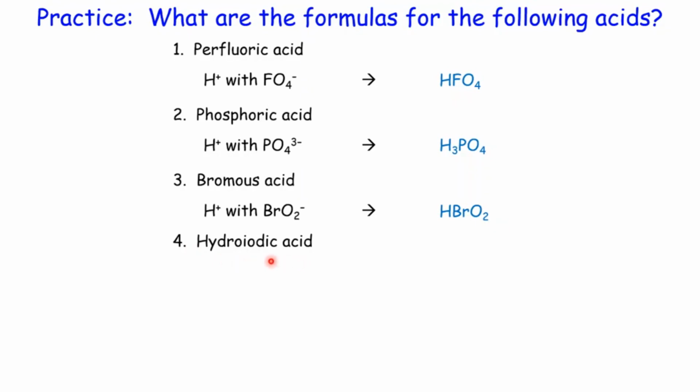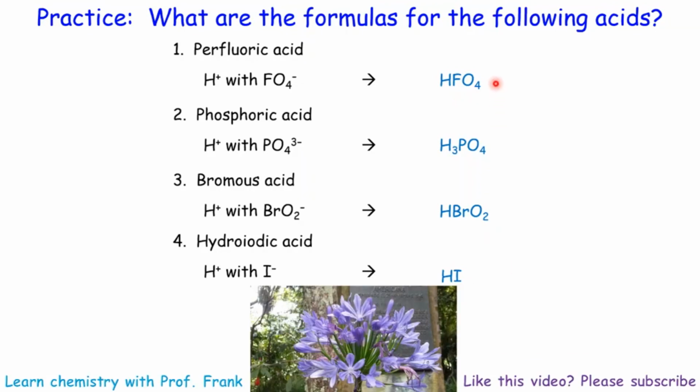Hydroiodic acid. Whenever you see the prefix hydro, it does not contain polyatomic anions. It should be just a binary acid. So HI. Strictly speaking, we should add AQ after all of those formulas. Okay, just make sure you understand that.